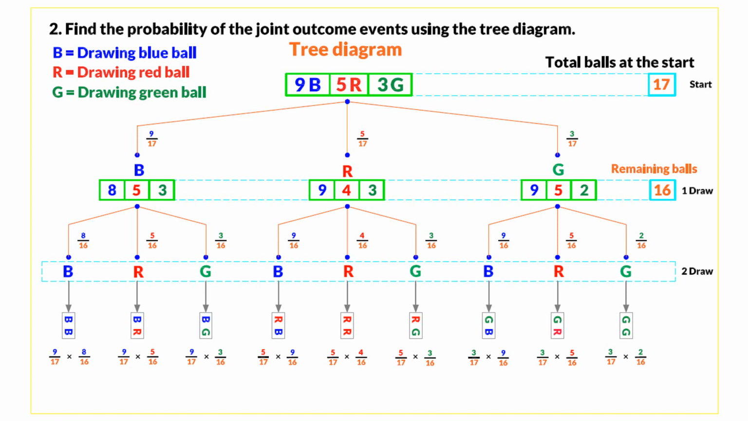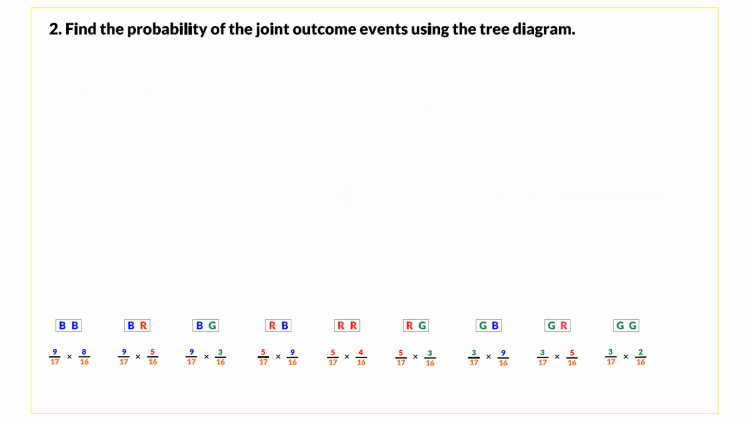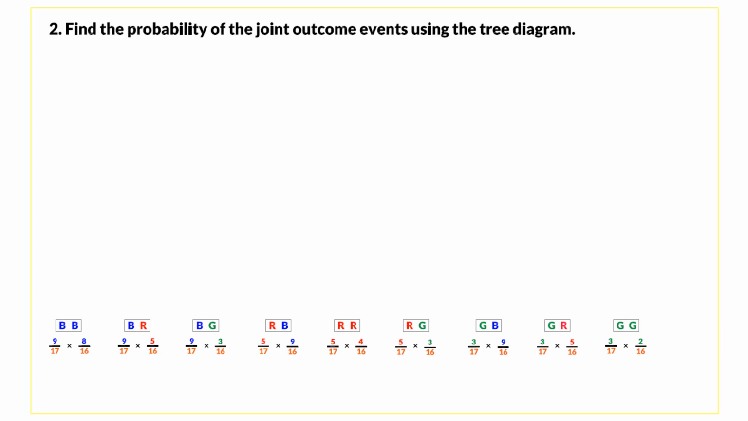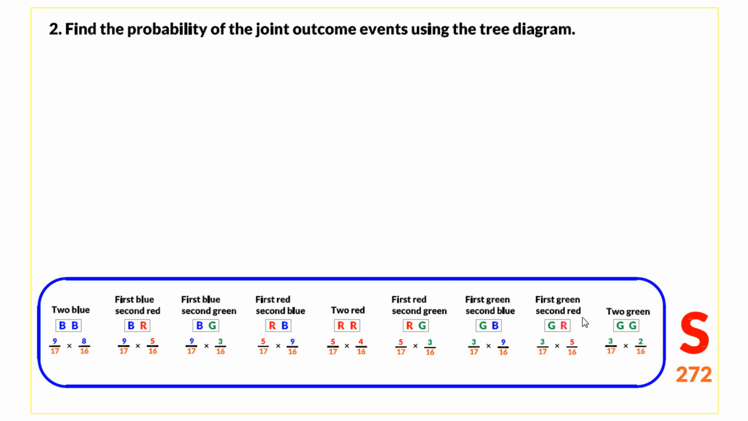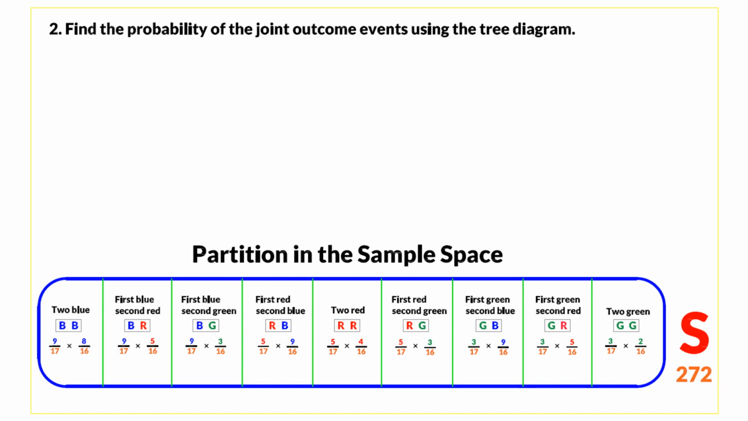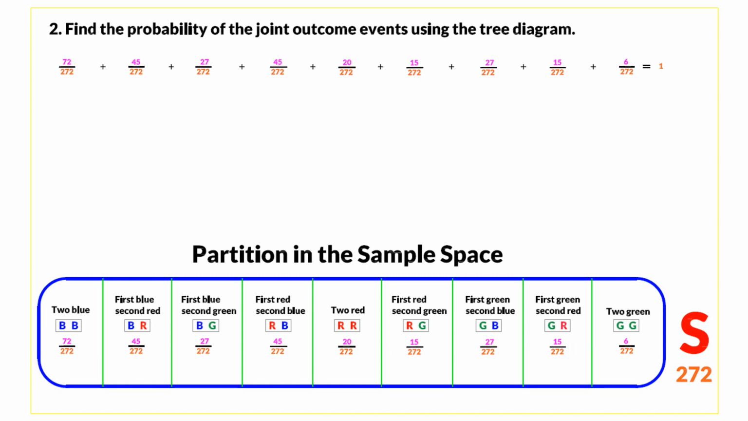Now let us isolate all the possible joint outcomes, turn them around, and put them in the sample space. The sample space has 272 possible outcomes. We will name each event, such as this event, first green and second blue, and these events create a partition in the sample space. After that, we compute the numerator and denominator for each probability, as we see, and we add the probability of these events to make sure that they are equal to 1, and they are.